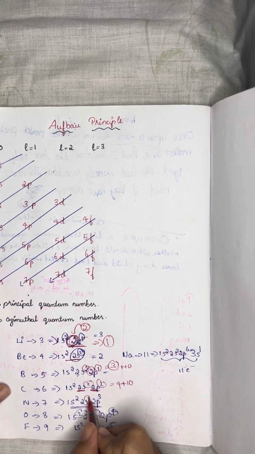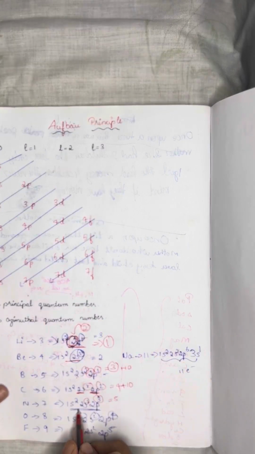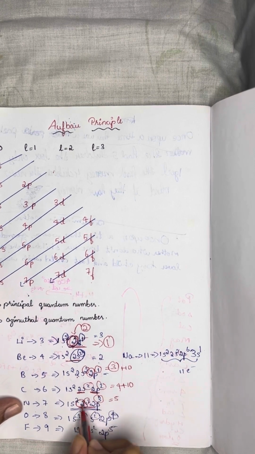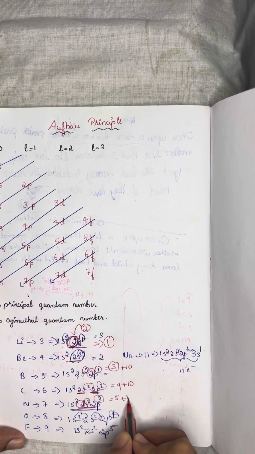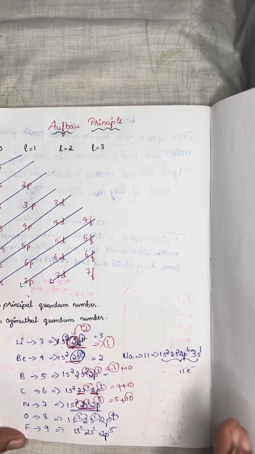Okay. And next, for nitrogen, how many electrons are there in the outermost shell? 3 plus 2 is equal to 5 electrons in the outermost shell. And which is the outermost shell? Second shell. So it belongs to 5 plus 10, how much? 15th group as well as the second period.